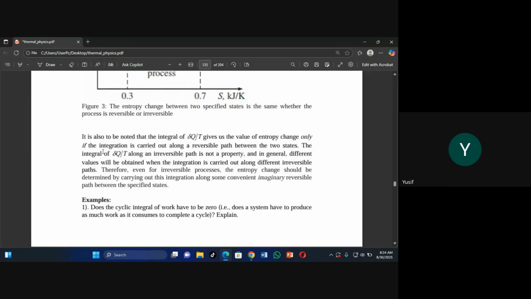It is also to be noted that the integral of δQ/T, that's the differential of heat with respect to temperature, gives us the value of entropy change only if the integration is carried out along a reversible path between the two states.